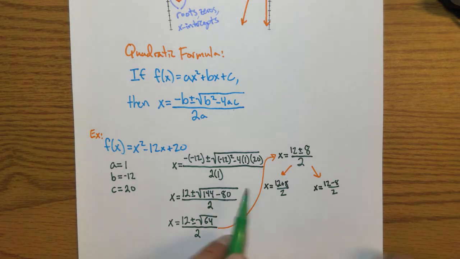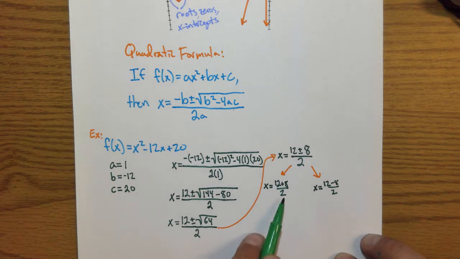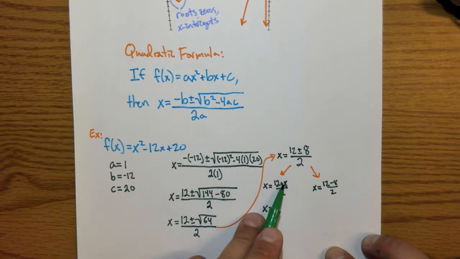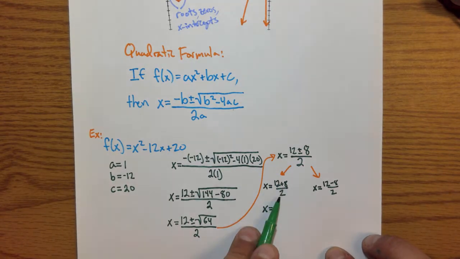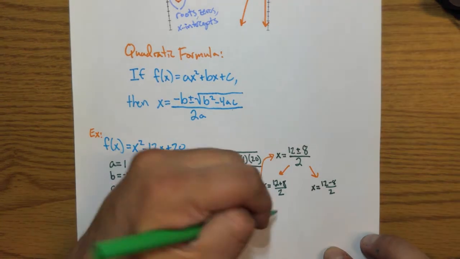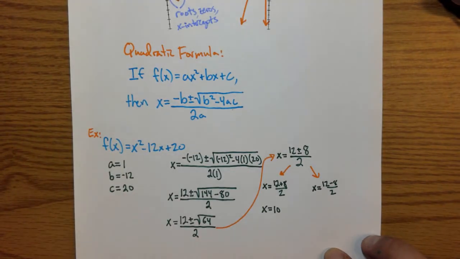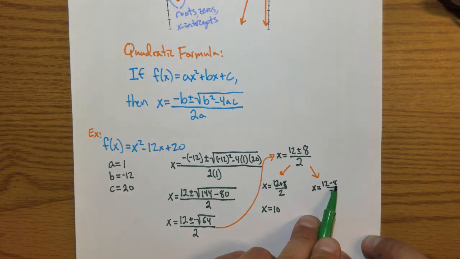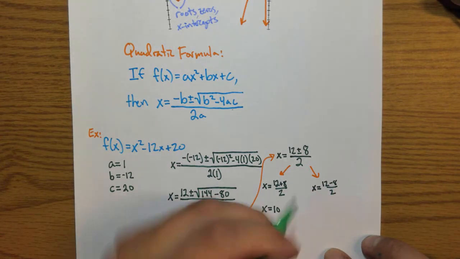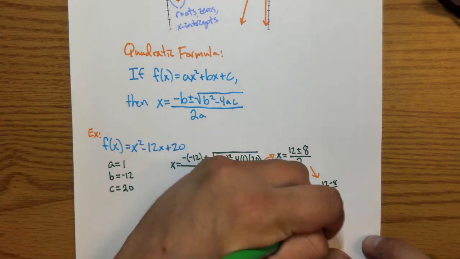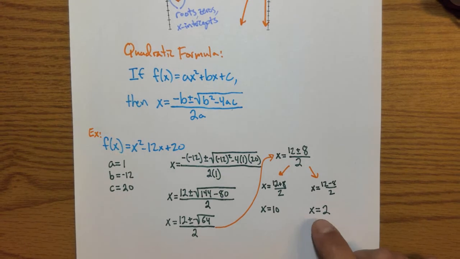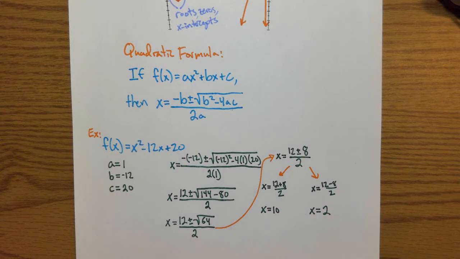And now we just want to simplify. So let's simplify the top and divide by the bottom here. For this one, 12 plus 8 is 20. 20 divided by 2 is 10. And here, 12 minus 8 is 4. 4 divided by 2 is 2. So our answers here are x equals 10 and x equals 2.